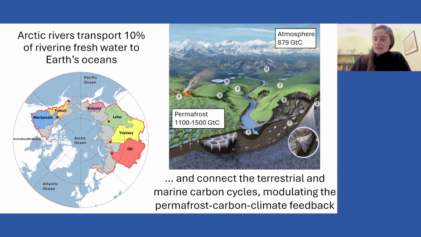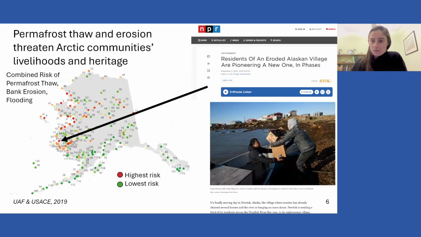And so the concern is that this can provide a positive feedback on climate change, as more thaw releases more greenhouse gases, which ends up causing more thaw as the climate warms. Okay, so what other things are important about permafrost and permafrost waterways?